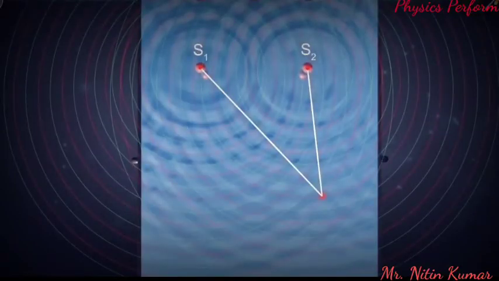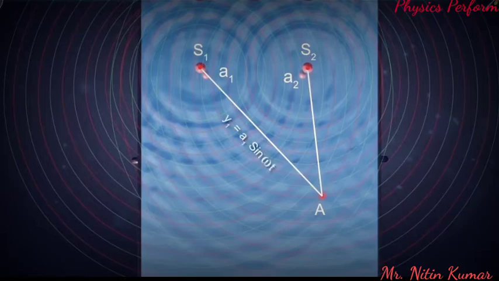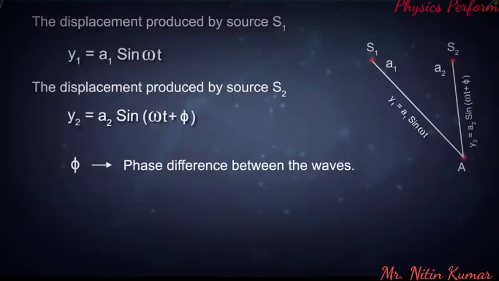Consider another case where the waves coming from coherent sources S1 and S2 are in phase but their amplitudes are different. Let the amplitude of waves from S1 be A1 and S2 be A2. Consider an arbitrary point A. If the displacement produced by source S1 at this point is y1 = A1 sin ωt, and the displacement produced by the source S2 at this point is y2 = A2 sin(ωt + φ). Here φ is the phase difference between the waves.